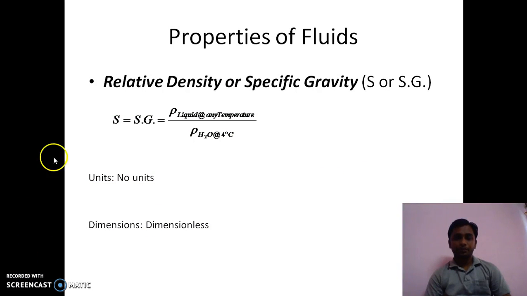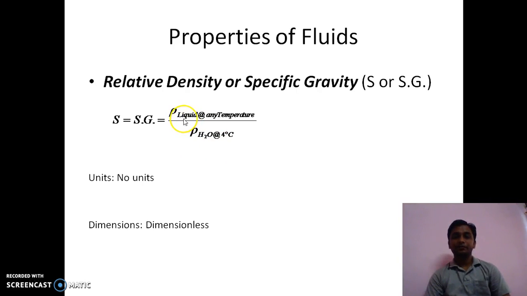As we have understood the meaning of relative density or specific gravity, we'll now understand its physical significance. Let us consider a liquid whose density is 850 kg per meter cube, and water density at 4 degrees Celsius is 1000 kg per meter cube. So 850 upon 1000 gives a value of 0.85. Now what is the meaning of 0.85 specific gravity? It tells us that the liquid we are considering is 85% as dense as water.